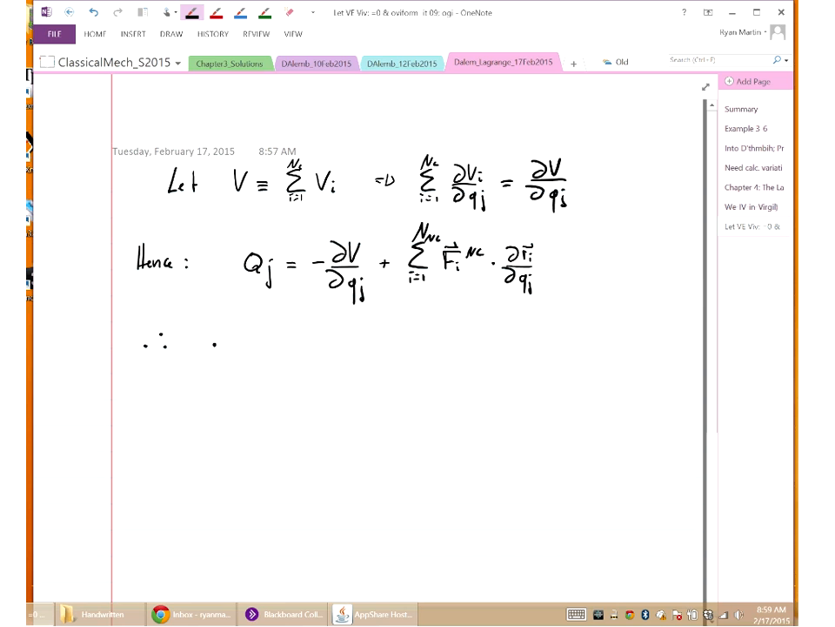So putting that back into D'Alembert's principle, we have d/dt of ∂T/∂q_j dot minus ∂T/∂q_j. And that's got to be equal to the Q_j. So the Q_j is minus ∂V/∂q_j plus the sum over the non-conservative forces.